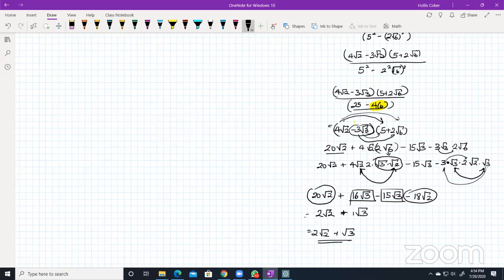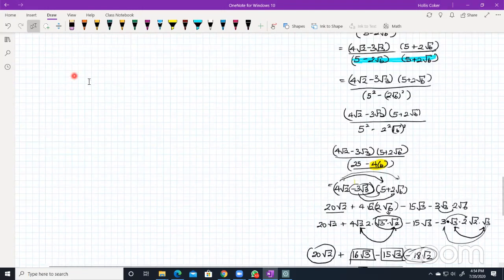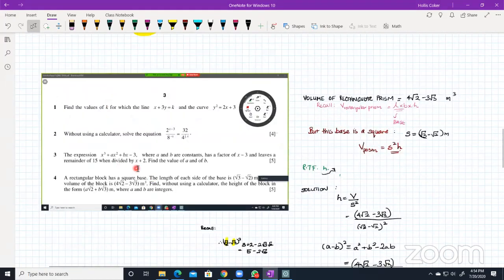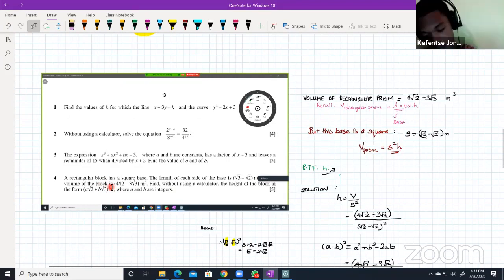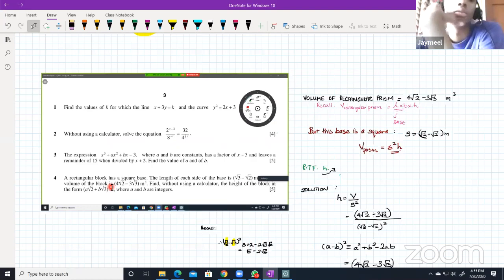And how did they want the answer? They wanted the answer in the form A root 2 plus B root 3, where you have to find the height of the block. Easy? Yes, sir. All right.